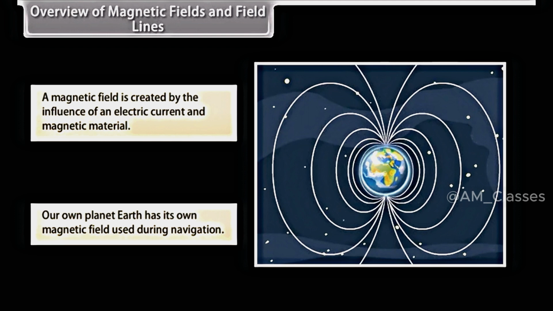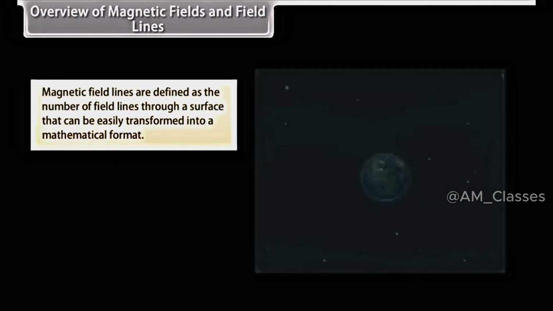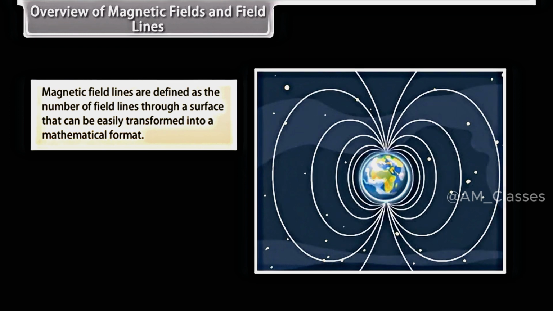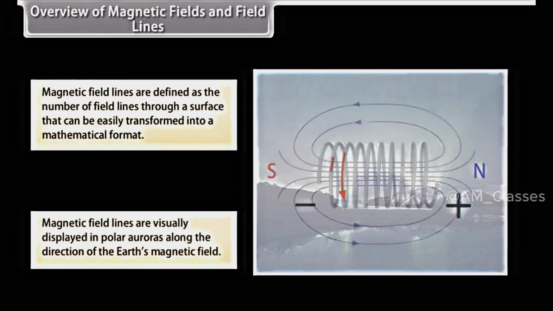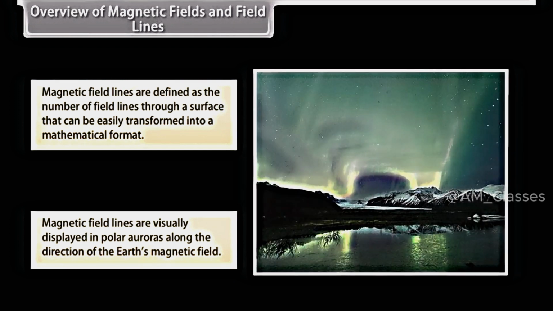Magnetic field lines help in stating simple concepts of magnetism easily. These are defined as the number of field lines through a surface. These can be easily transformed into a mathematical format. Magnetic field lines are visually displayed in polar auroras, where visible streaks of lines are created along the direction of Earth's magnetic field.